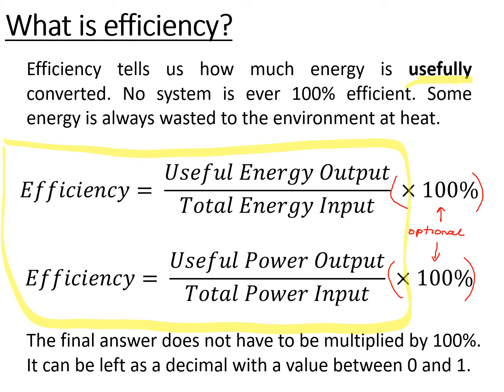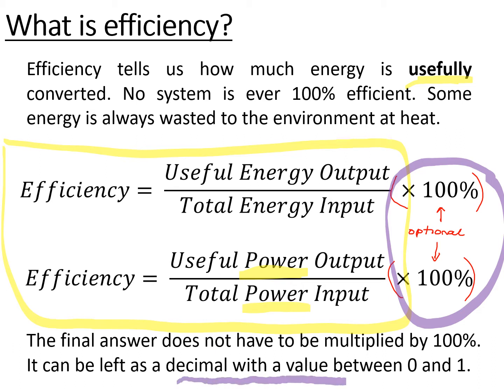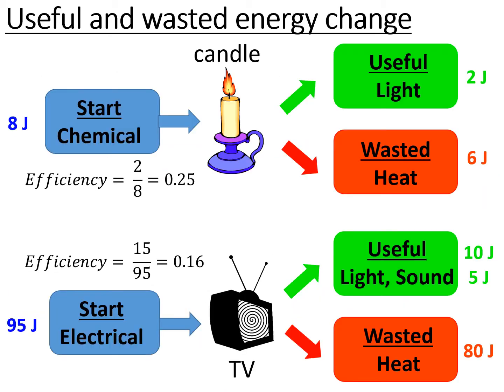Efficiency is the useful energy output divided by the total energy input, or efficiency can be calculated by dividing the useful power output by the total power input. Multiplying by 100 is optional. We don't have to do that. You can just leave it without multiplying it by 100. If you don't multiply by 100, then your efficiency will be a decimal with a value between 0 and 1. Demonstrate that as we go through this video.